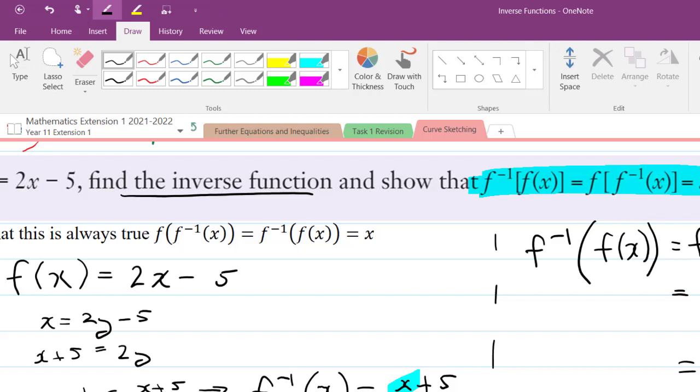So f of f inverse of x. Start from the inside and go out. So instead of f inverse of x, write all of this. It's f of the negative one that we found before. Read that. See how I've written here in 3 lines? These 3 lines translate to that. Just read it and you'll get it.